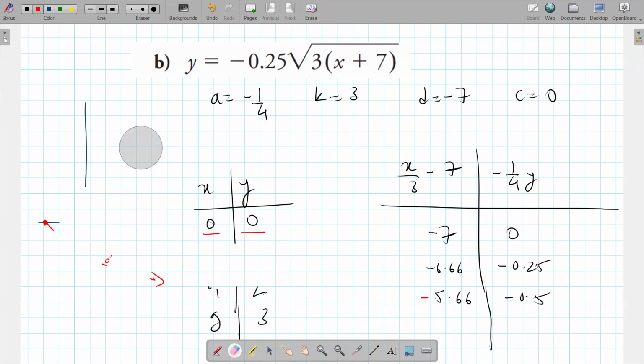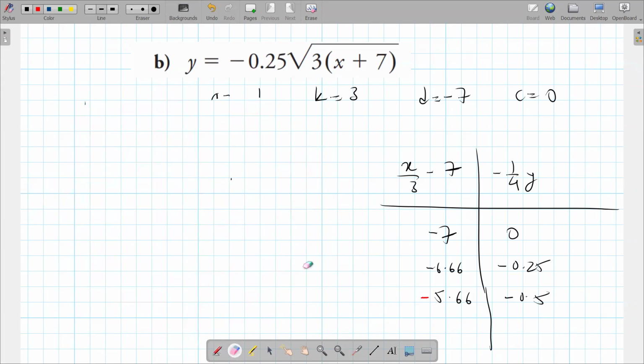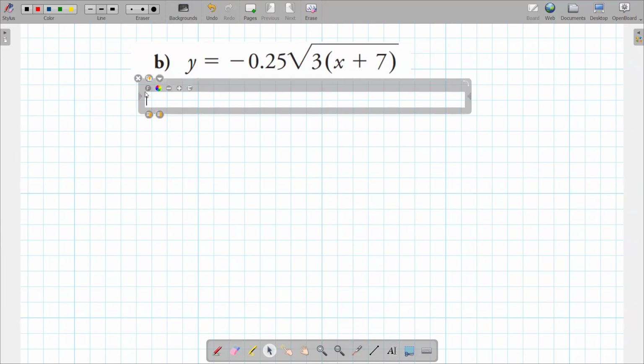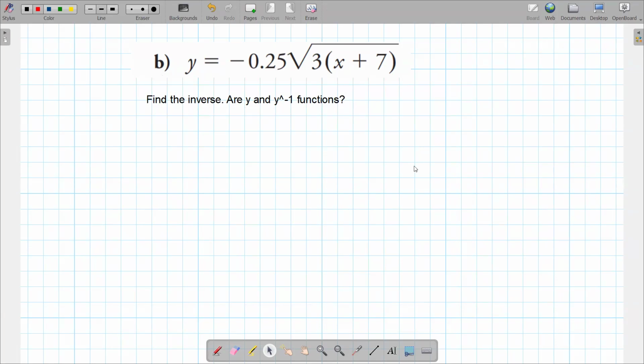What we're gonna do though is we're gonna take it up a notch. I'm gonna give you an exam question right here. Okay, find the inverse. We're looking for y inverse.